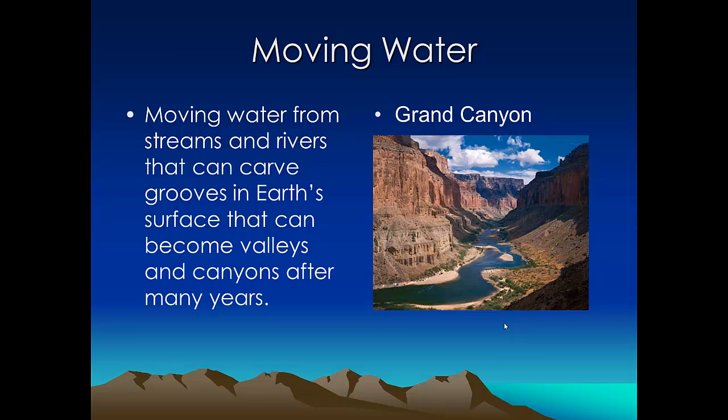Moving water from streams and rivers can carve grooves in Earth's surface that later become valleys and canyons after many, many years. The Grand Canyon is an example of this agent of erosion. Over many, many years, moving water wore away part of a landform, moved it to a different location, and eroded it and caused canyons and valleys.